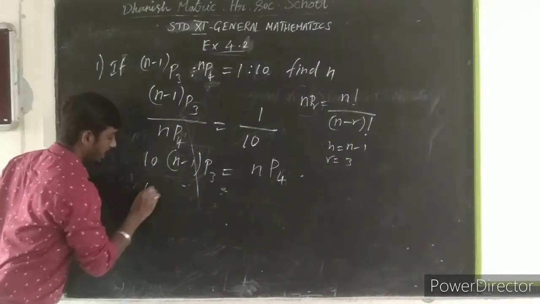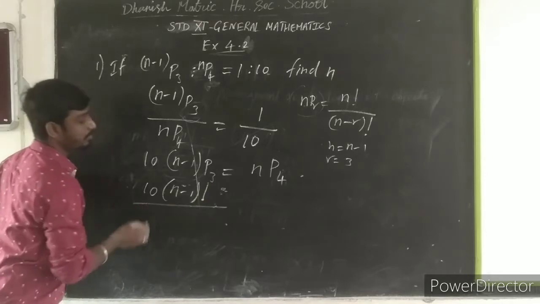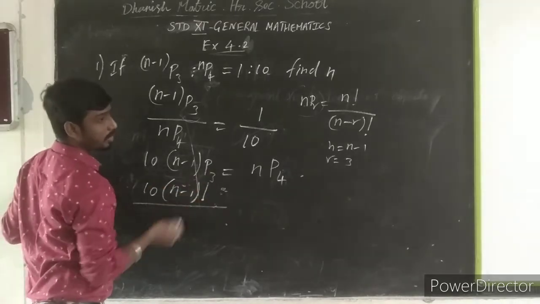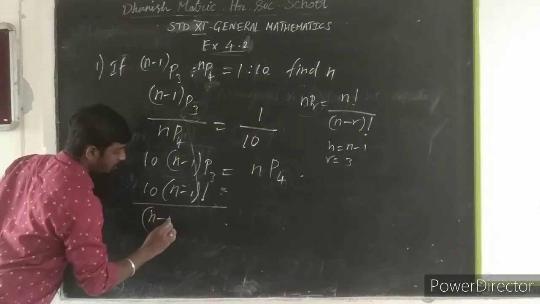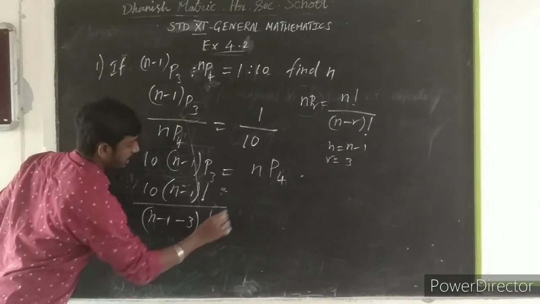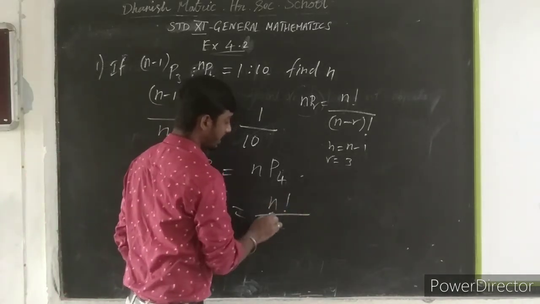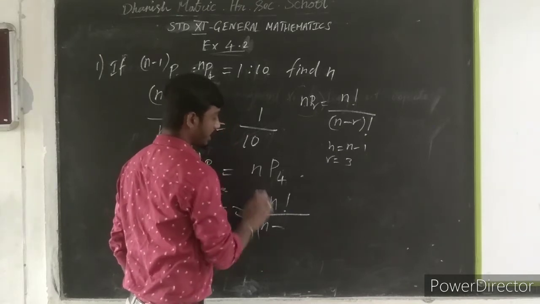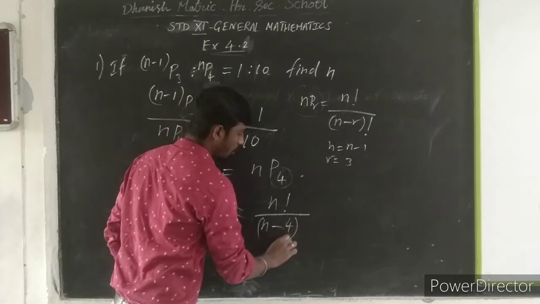That is 10 into n minus 1 factorial divided by, what is the formula given here? n minus r, that is n minus 1. What is the r value? Minus b here factorial equal to, here itself we are writing like this, n factorial divided by, we don't know the n value, same n remains constant. What is the r value? That is 4 here, 4 factorial.